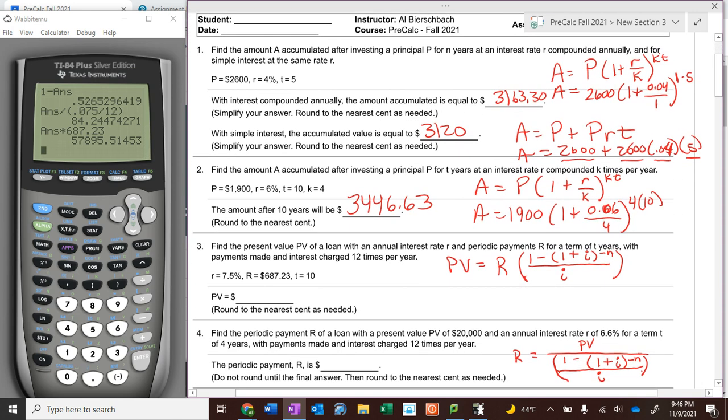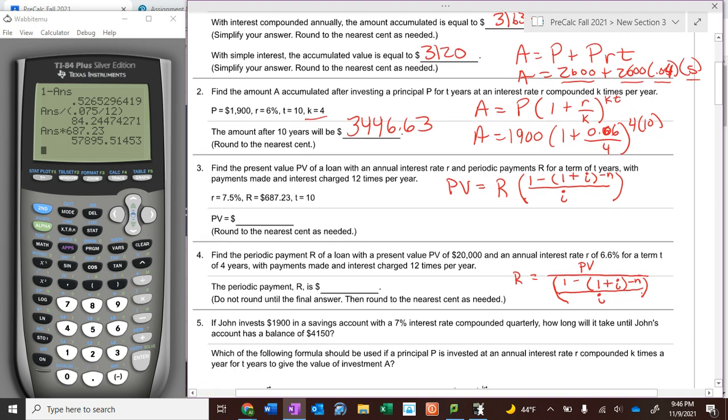For number 2, I just did this problem, compounded k times per year, 4 times per year, that's quarterly. 1,901 times 1 plus 0.06 divided by 4, to the 4 times 10 power, is $3,446.63. Easy peasy lemon squeezy.